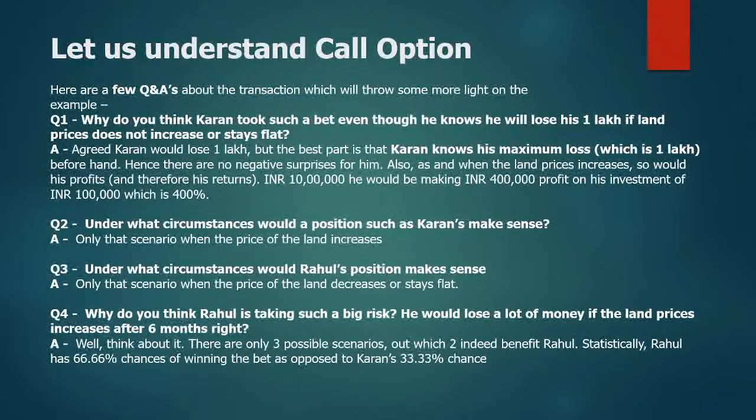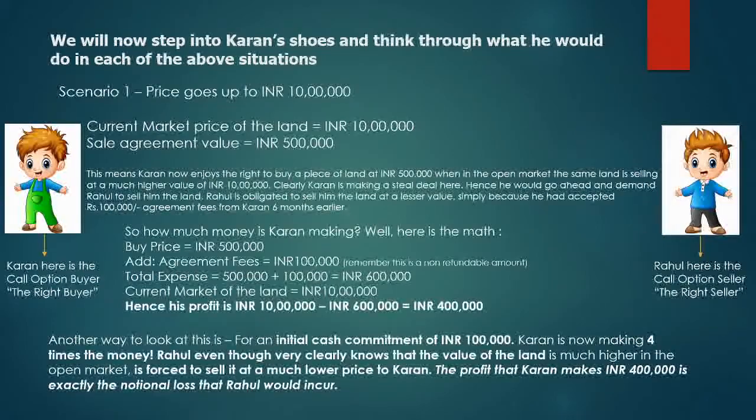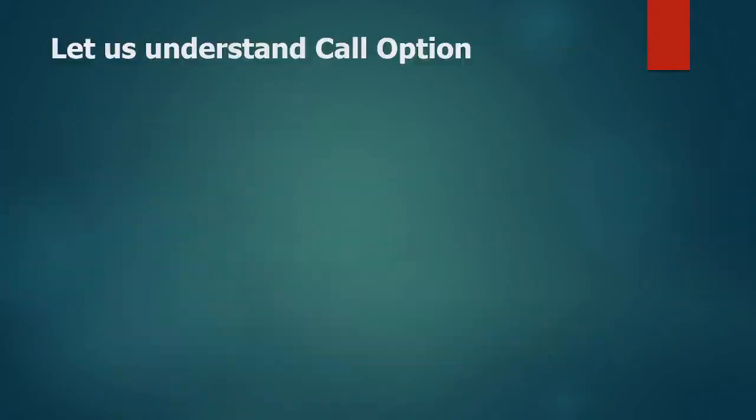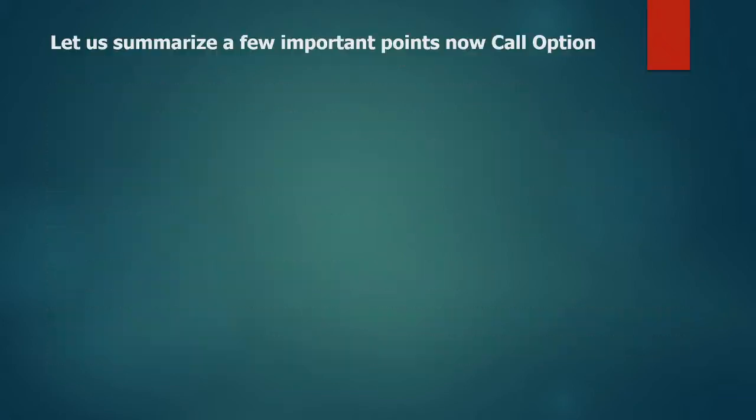Well, think about it. Answer. There are three possibilities. Statistically, in case one only Karan is winning, whereas in case two and case three, Rahul is getting benefited. So statistically, the winning chance of Rahul is 66.66% as opposed to Karan. So on this basis, Rahul might be making a probable guess of being the option seller.